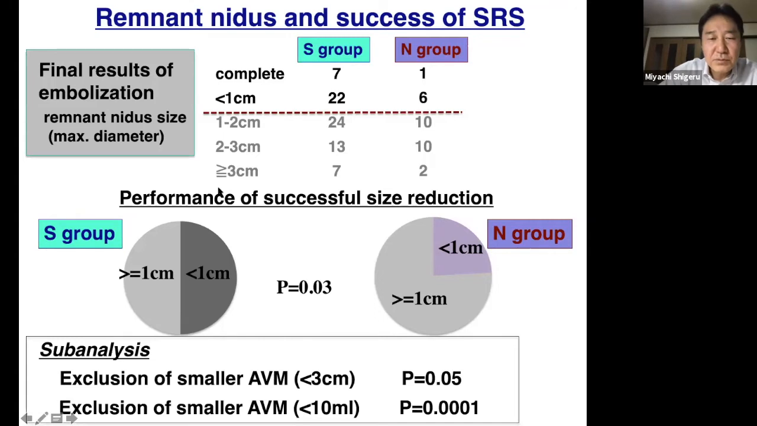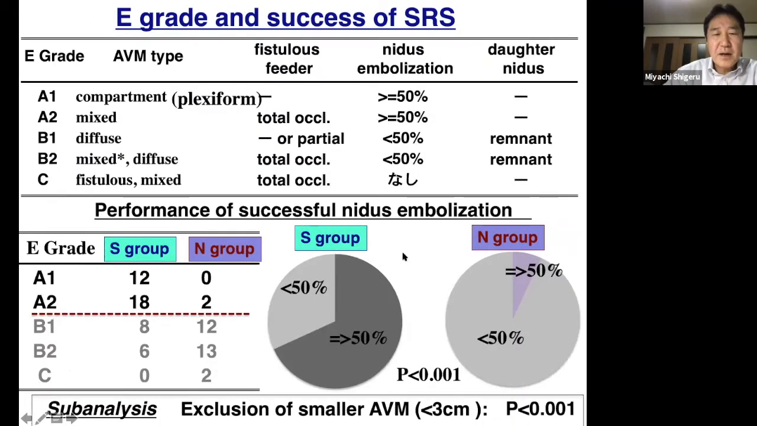There are two factors. One is the performance of successful size reduction: in the successful group, about half of the cases achieved successful size reduction, but in the non-successful group, the size reduction failed. Another factor is the performance of successful nidus embolization, as I said, the embolization grade. In the successful group, two thirds of the cases had nidus embolization performed, but in the non-successful group, only 10%.